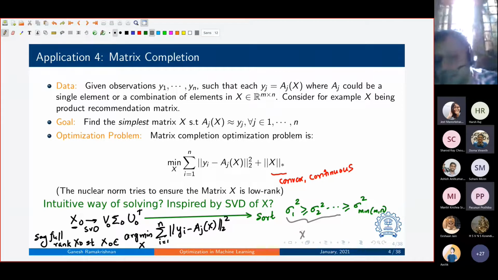So you keep including the sigma i squares until the x i tilde is sufficiently close to x naught, yet you don't have to involve all of them.